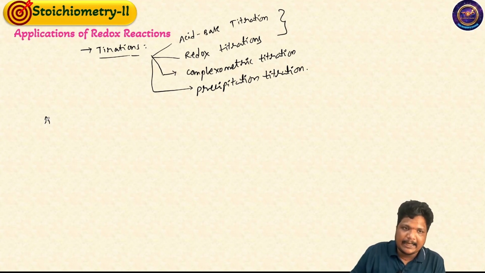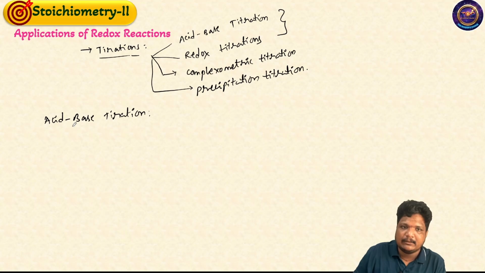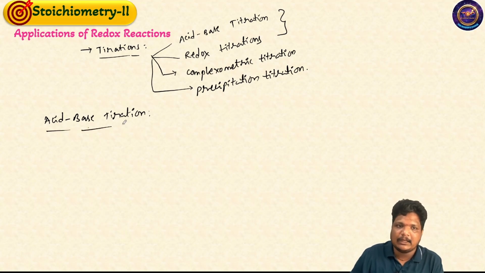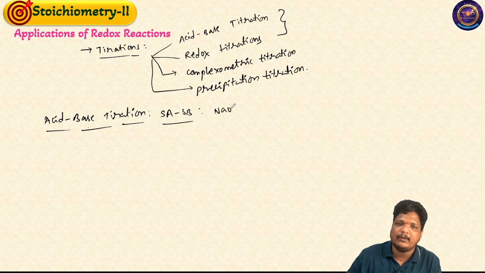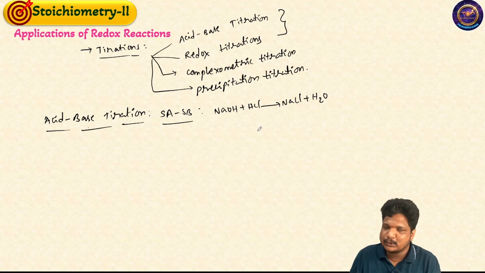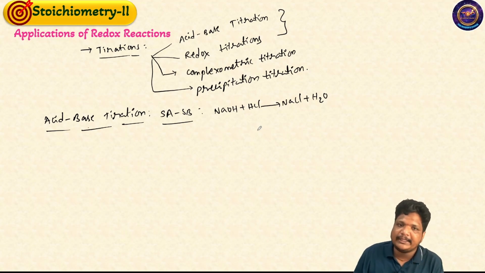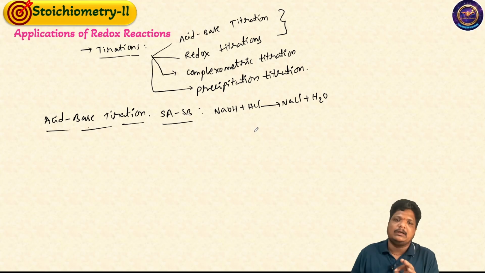In acid base titration, acid and base will undergo a neutralization reaction. Here again there are four categories. The first one is strong acid strong base titration. For example, NaOH plus HCl gives rise to NaCl plus H2O. In order to find the concentration of the unknown solution, we are using the law of equivalence.